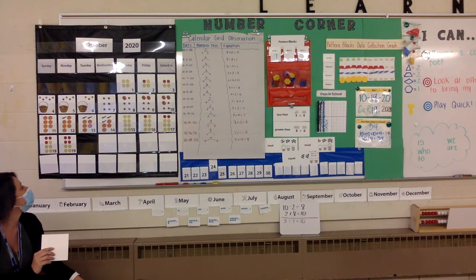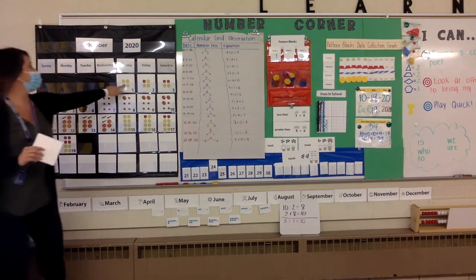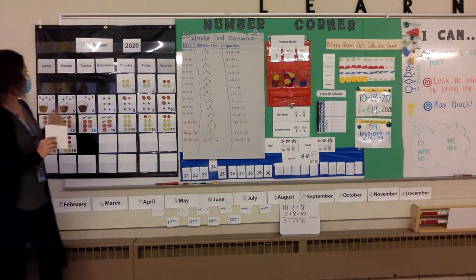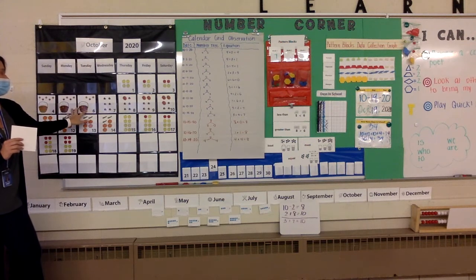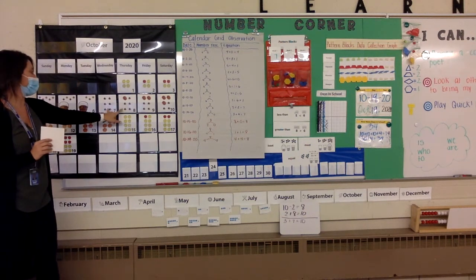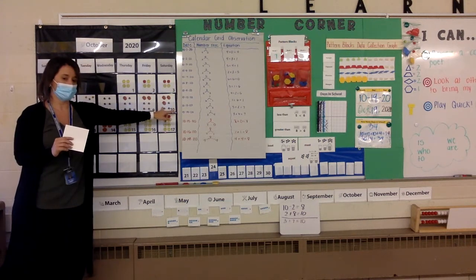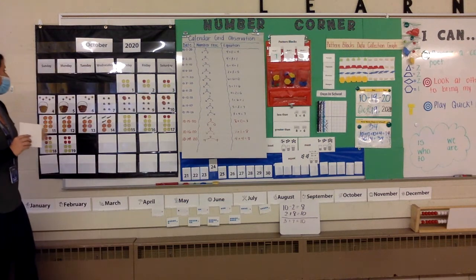Because I can see that there's 3. Look, friends, 1, 2, 3. And then there's 3 leaf patterns. Okay, and then what about acorns? How many? 4. 4. How many pumpkins?